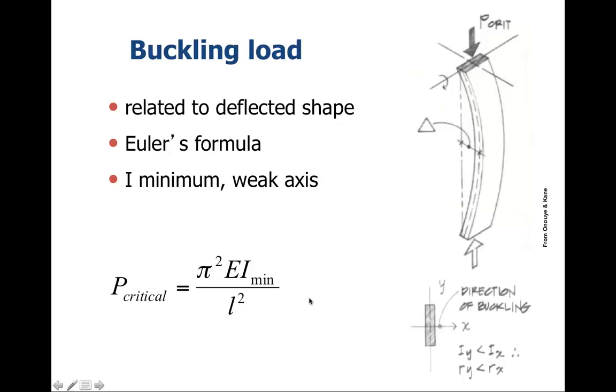So here is our formula for Euler's equation. P critical is equal to pi squared multiplied times E, the modulus of elasticity, times I, the minimum, and that's all divided by L, the length of the column, squared.